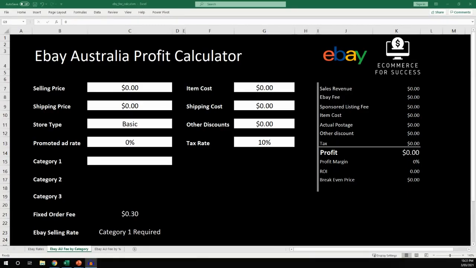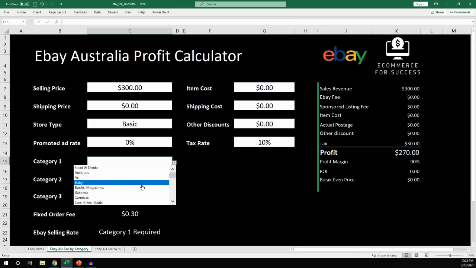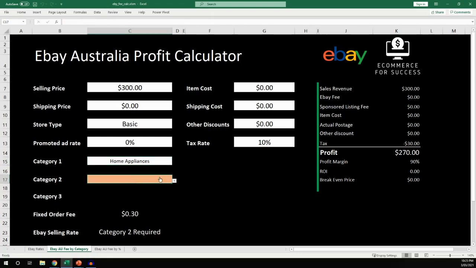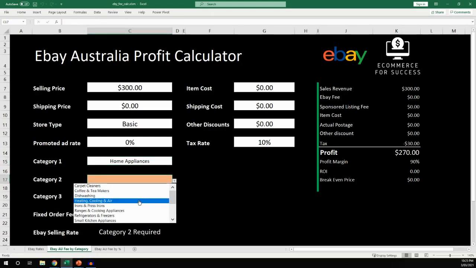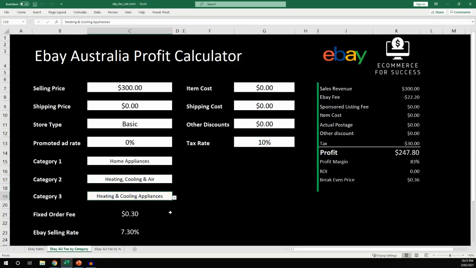Now, jumping to a few examples to show you the power of using a calculator to work out your eBay selling prices and profits. Let's take this one for example, and say an item sells for $300. Let's say it's free postage that we're charging the customer, so it's already built into the selling price. We've got a basic store. We're not going to be promoting the listing. If we're looking at the categories, we're going to take a home appliances category. If we scroll down to home appliances, it's telling us we need a category 2 as well. So we'll pick heating, cooling, and air. And we need a category 3 as well, so we're going to place it in heating, cooling, and appliances.